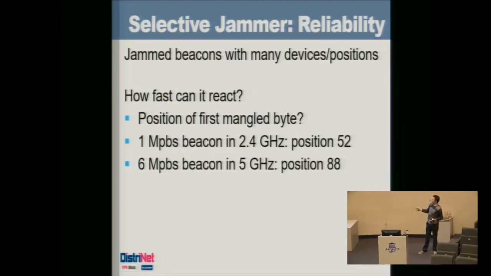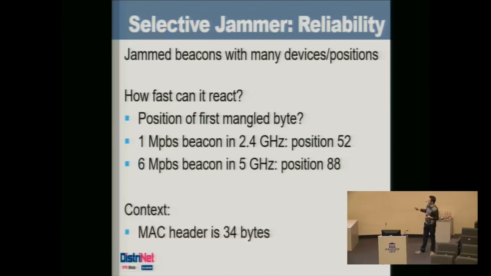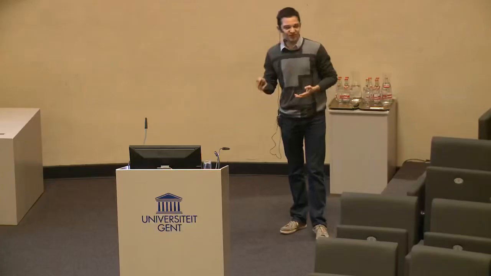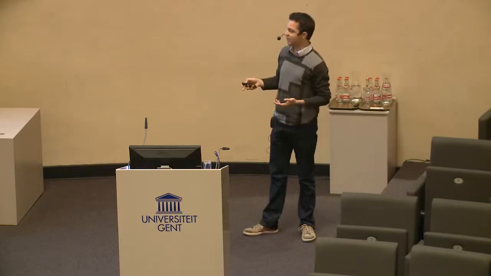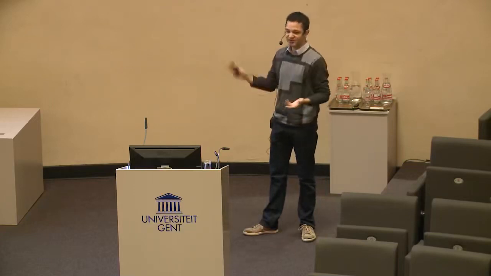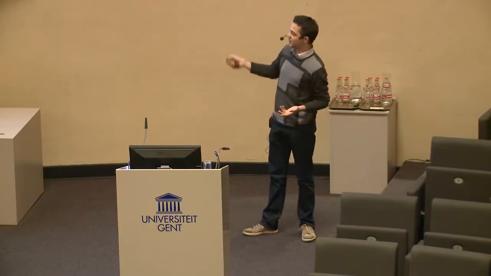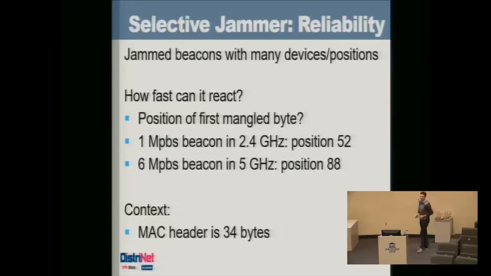If we have beacons in the 5 gigahertz band, those are sent at a higher bit rate, and that also means that the position where we first start corrupting bytes is a bit later into the packet. To give an overview, we only start jamming the packet once we have decoded the header. So only after we have received 34 bytes do we really initialize the jammer. In my opinion, this is actually quite fast, because normally a Wi-Fi transmission is of the order of, let's say, 200 to 500 microseconds, but within this time we can pull off this selective jamming.